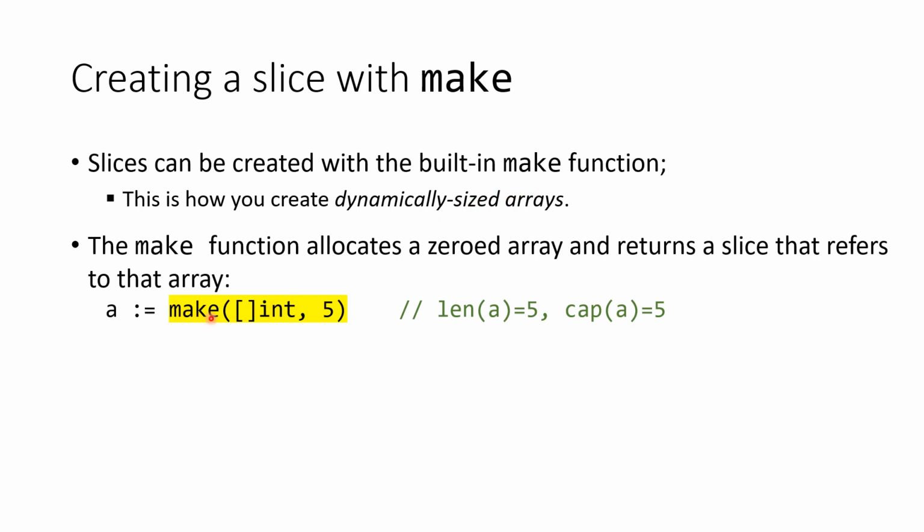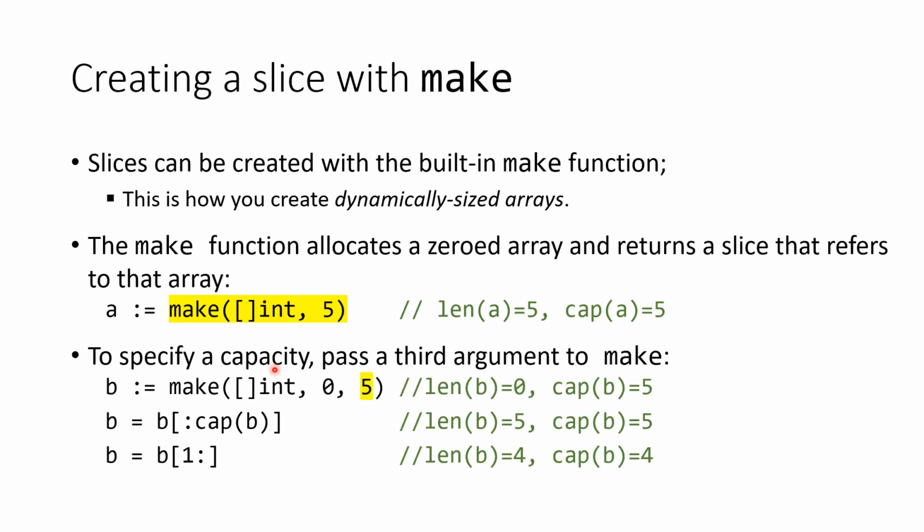When calling the make function, you have to specify the slice type in the first argument and a length in the second argument. The make function then allocates a zeroed array with the given length and returns a slice that refers to that array. So in this case, the slice capacity is equal to its length. For example, the call to function make with open and close square brackets int in the first argument and 5 in the second argument returns a slice of 5 zero integers with the length 5 and also the capacity 5.